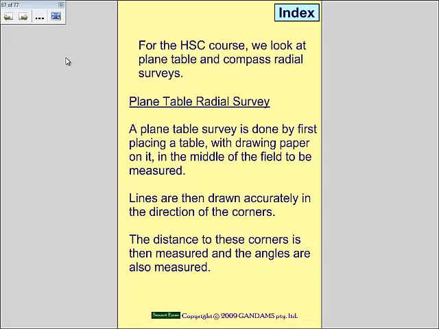So we're going to be looking at the first one that I mentioned, the plane table radial survey. I'll try not to read that, but it does explain what I need to say pretty well. A plane table survey is done by, if you imagine standing in the middle of a field, having a chair and table, putting it right in the middle, or as close to the middle as you can be bothered to find, putting a piece of paper on that table and looking around you and drawing on that piece of paper where the corners of the field are, how far away they are in terms of meters, and what the angle is to turn from one corner to the other.